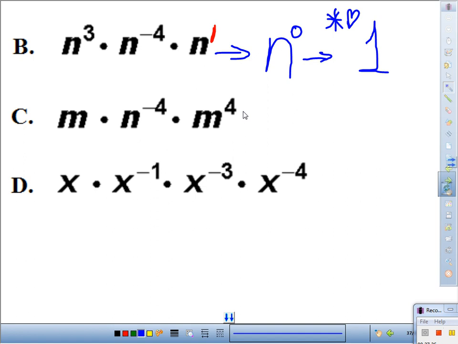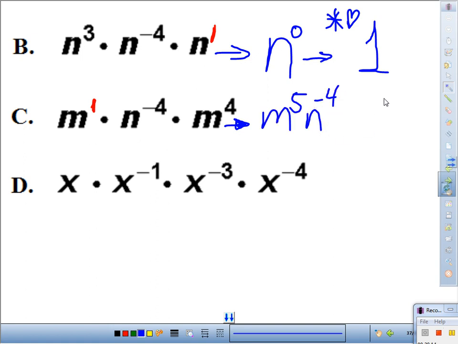All right. Go to 2C. We got m times n to the negative 4 times m to the 4th. Chance, pass someone. What's the first thing we do? Everyone, put a 1. All right, pass someone. Ramon, m to the what? M to the 5th.